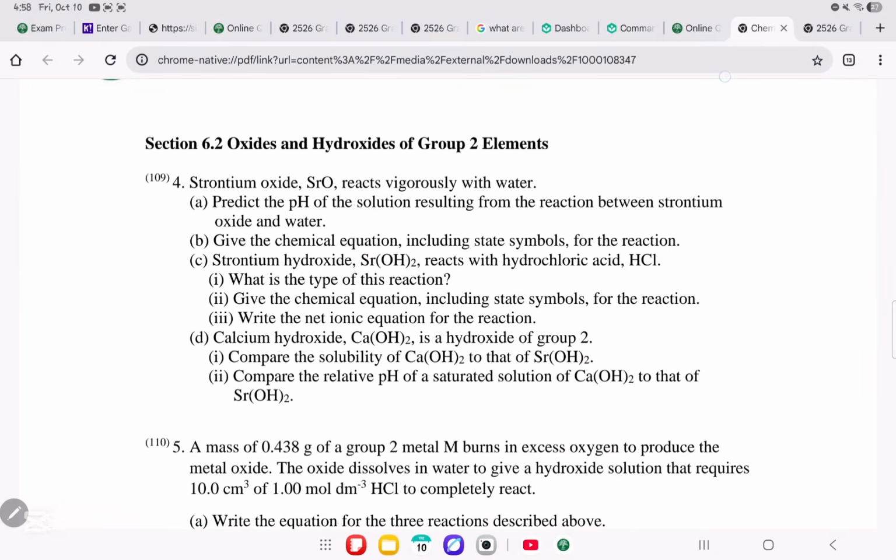What does it say in 6.2? Section 6.2, oxides and hydroxides of group 2 elements. Strontium oxide, SrO, reacts vigorously with water. Predict the pH of the solution resulting from the reaction between strontium oxide and water. First of all, strontium oxide is a metal oxide, and usually metal oxides are basic, meaning they can react with acids. If they're basic, then that means their pH has to be greater than 7.